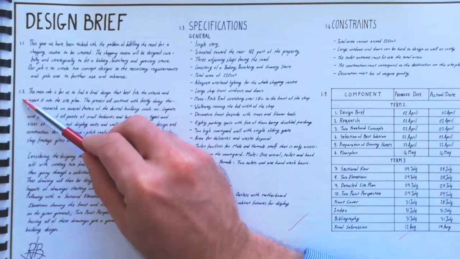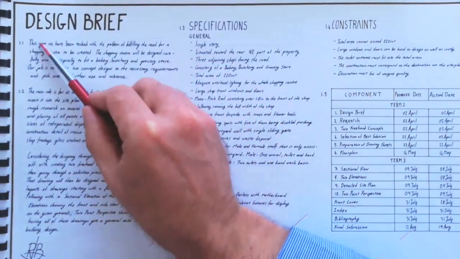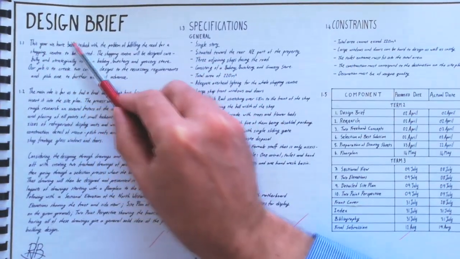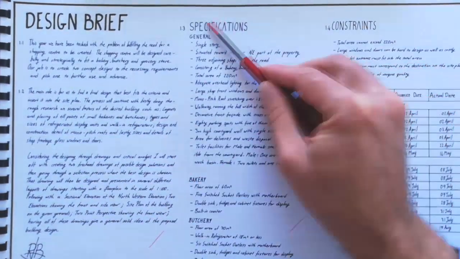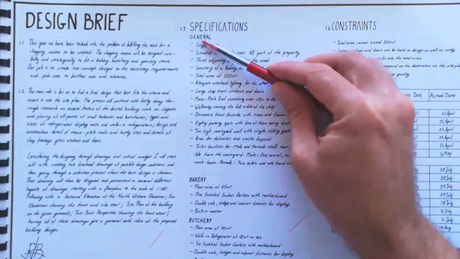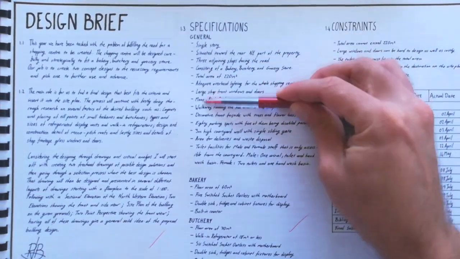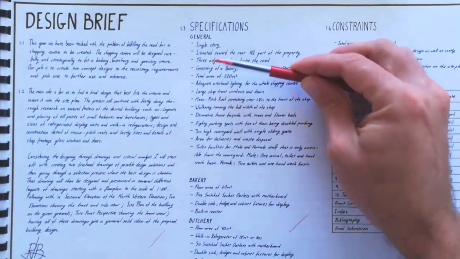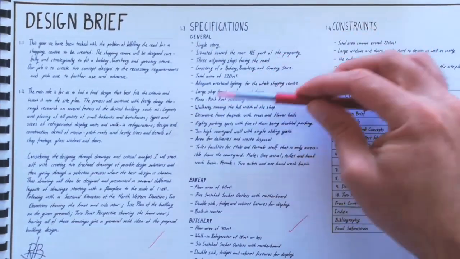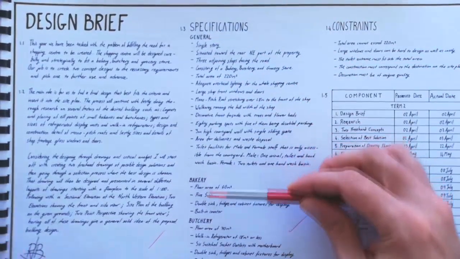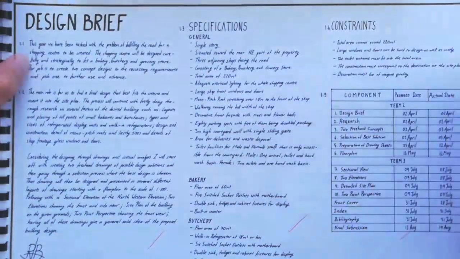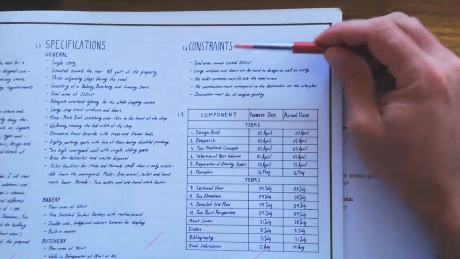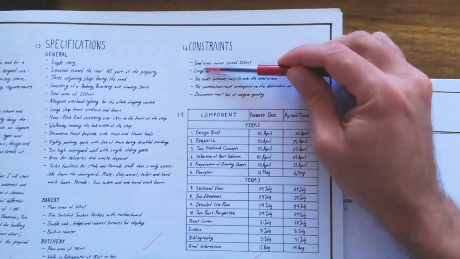1.1, 1.2, design brief. You could even give a heading here for each one of the paragraphs. That would be awesome. Then under specifications, 1.3, general, and a list of specifications. Last year they had to do almost like a shopping mall, so there's general, bakery, butchery, etc. But that's 20 specifications needed, and then you have your constraints, at least 5.